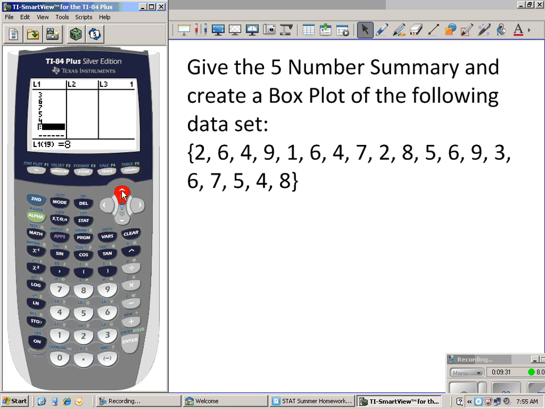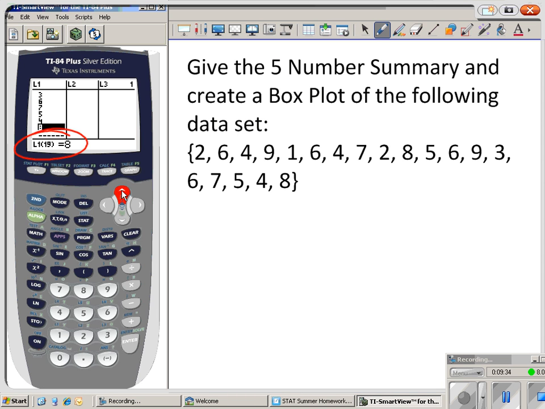Okay, and notice right here that we're in list 1, and my last number is the 19th. This is the index, the 19th number, and that number happens to be 8. Now, if you count the data set, there are 19 numbers, and so I haven't missed any of them, which is nice.